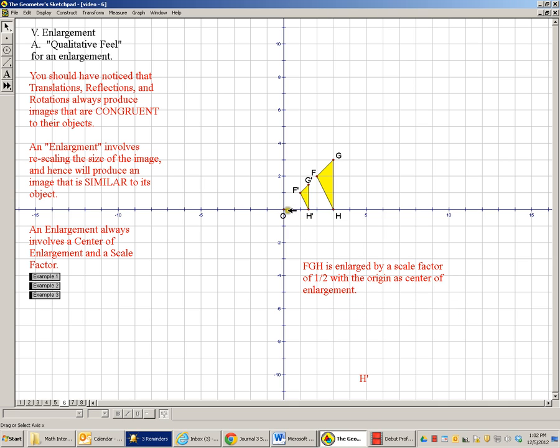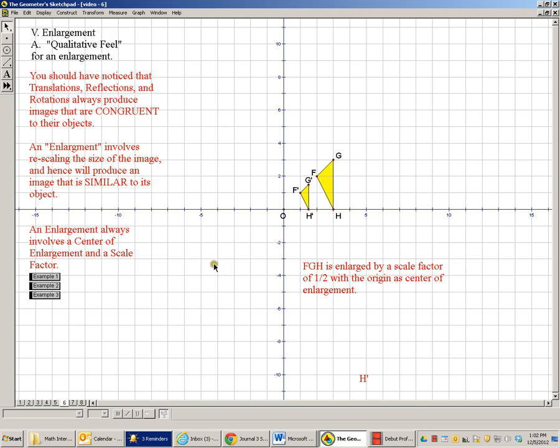So notice that the distance from O to H is 3, and the distance from O to H prime is 1.5. So it's half the distance. Distance from O to F is 2 diagonals. The distance from O to F prime is 1 diagonal, half the distance. The distance from O to G is 3 diagonals. The distance from O to G prime is 1.5 diagonals.